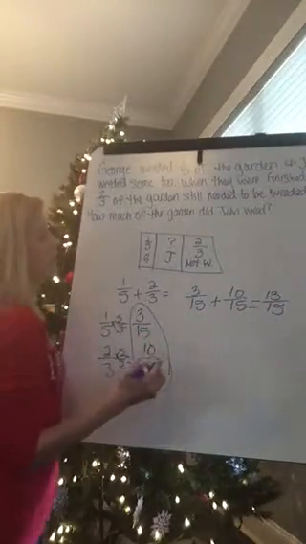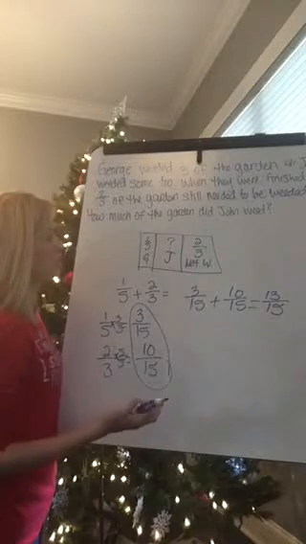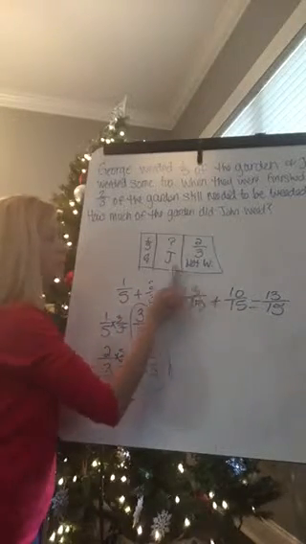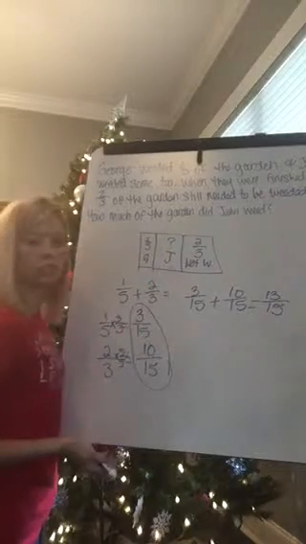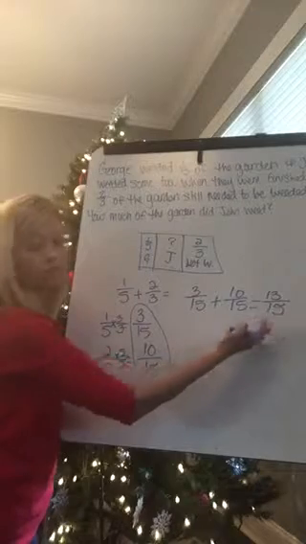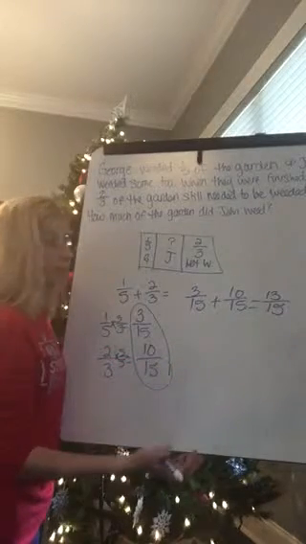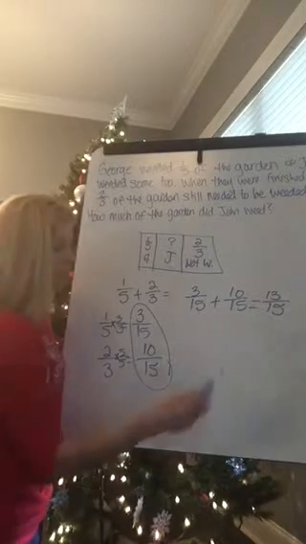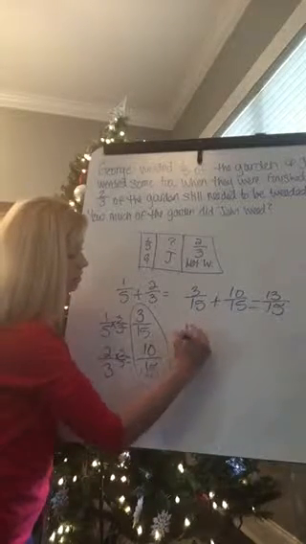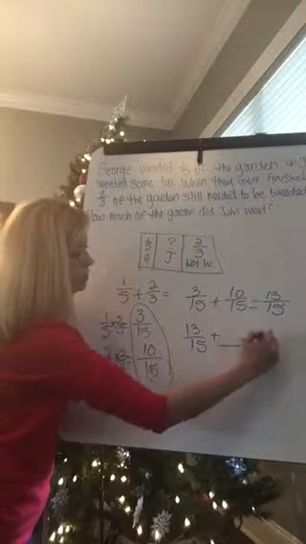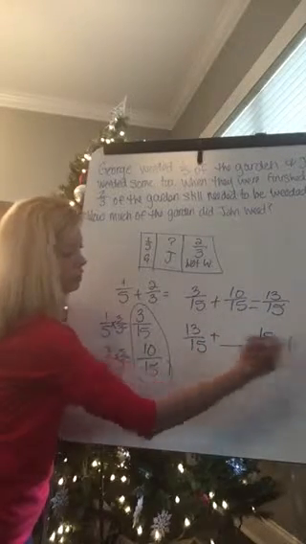13/15. So I know that if I take the part that George did and the part that's not weeded, that will tell me how much is left that John did. So a whole, we're dealing with 15. So a whole is the same thing as what? In 15ths. 15/15. So we can say 13/15 plus what is going to equal 15/15, which is 1 whole.